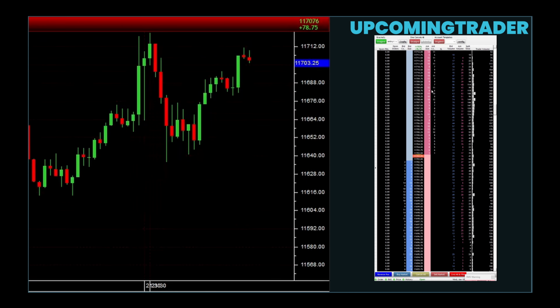This gives us insight into the forces of supply and demand. When we know what price levels have a lot of interest, we can better predict where the price might go. This is the key idea behind the order book. Understanding chart patterns can also help in this context.